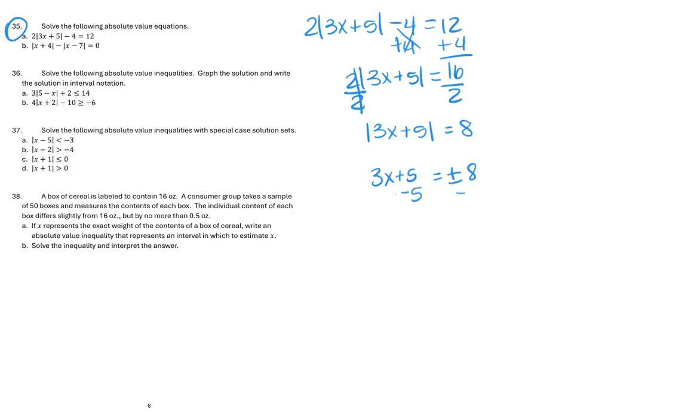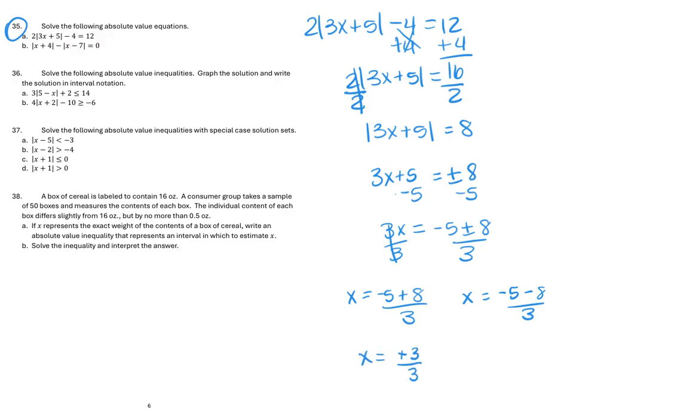So minus the 5, so we have 3x equals negative 5 plus or minus the 8. We're going to divide by 3. So then we're going to solve for x with its plus value: x equals minus 5 plus 8 over 3. We're also going to have x equals minus 5 minus the 8 over 3. So then we'll have x equals positive 3 over 3, and we'll get 1. And we'll also have x equals negative 13 over 3 for part A.